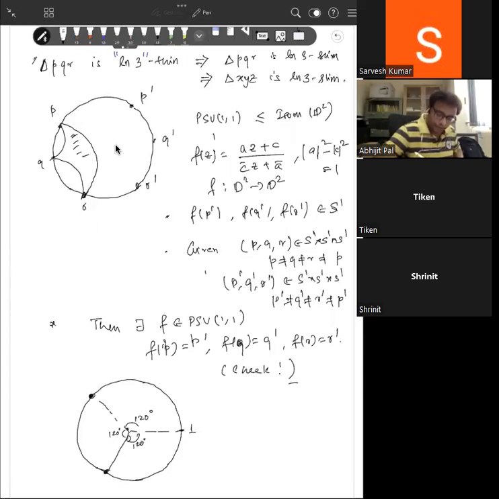Let us give some names here. Let us call this my P prime. This is my Q prime, and this is my R prime. So we have an isometry which takes this triangle to this triangle. Now the picture is very nice.